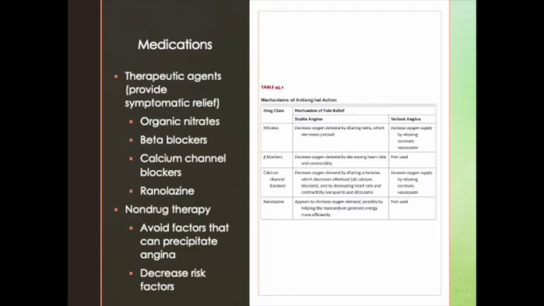Now, there are some non-drug therapies that we want to use in addition to support stable angina. We want them to attempt to avoid the factors that precipitate angina, like overexertion, eating heavy meals, increasing exposure to cold, and even emotional stress. And these risk factors should be corrected if possible. However, sometimes they're very hard to treat.